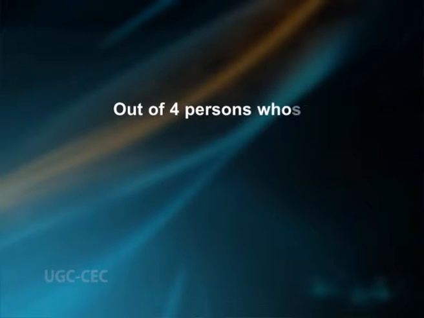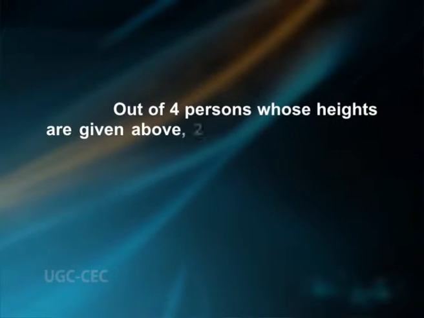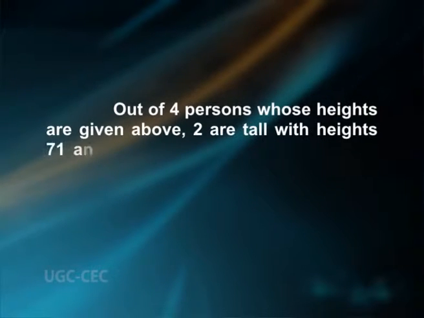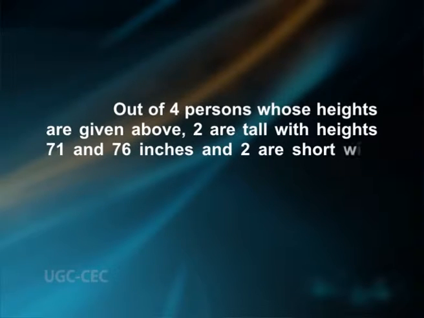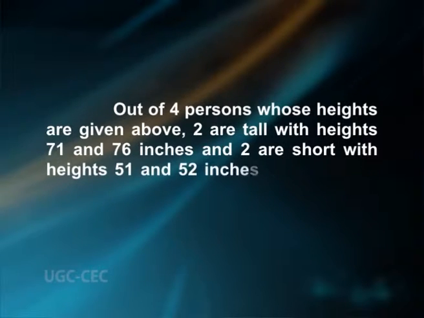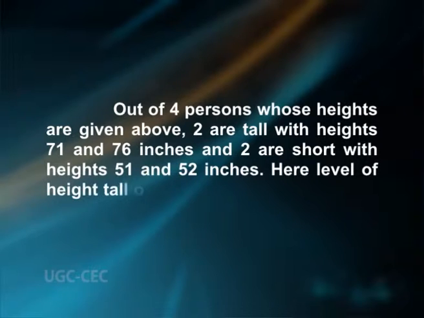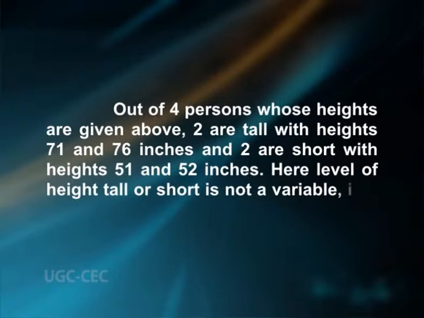Out of 4 persons whose heights are given above, 2 are tall with heights 71 and 76 inches and 2 are short with heights 51 and 52 inches. Here level of height, tall or short, is not a variable. It is called an attribute. Out of 4 bulbs, 2 are good and 2 are defective. Here also no variable is under consideration. The status of the bulb is an attribute with 2 outcomes, good and defective.